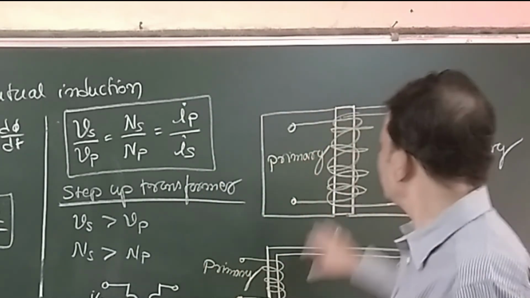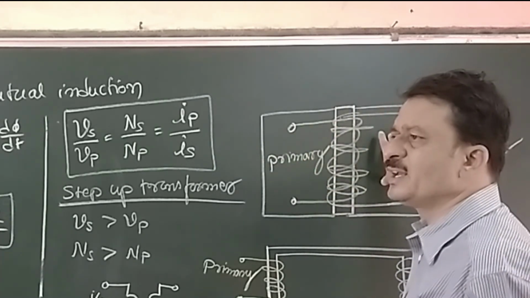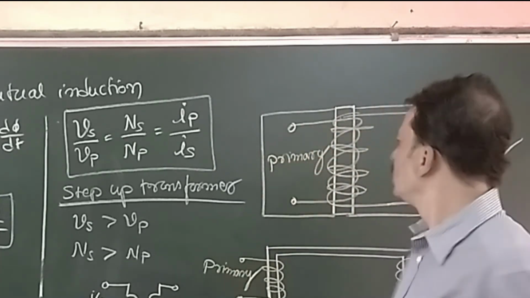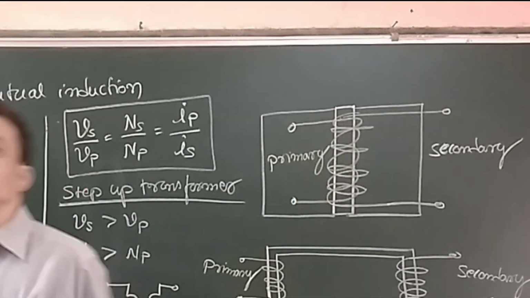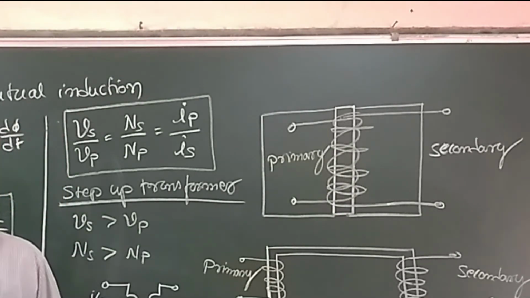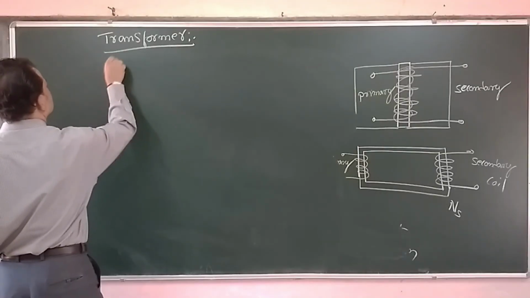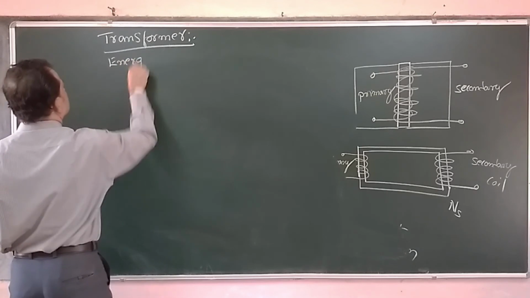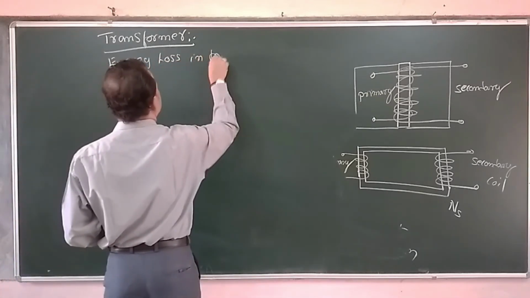What is an ideal transformer? The current flowing in the primary as well as secondary is very low, and the coils have negligible resistance, so there is no loss of energy. But in practice, there is a loss of energy. Energy loss in transformer.